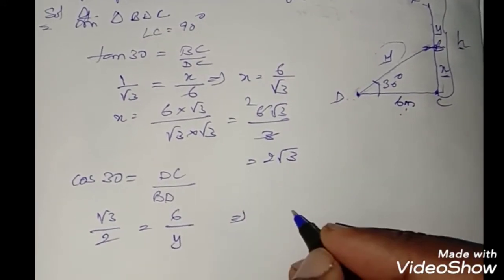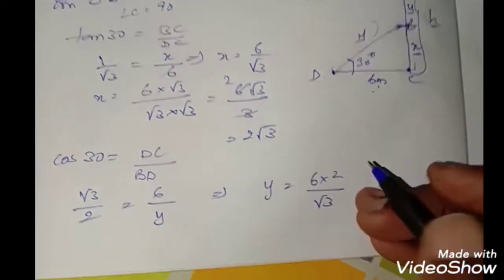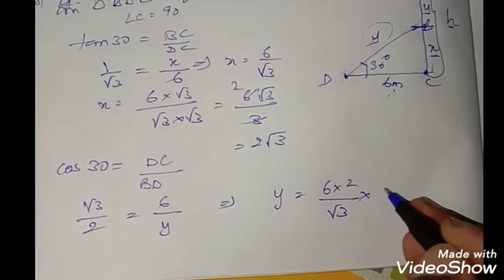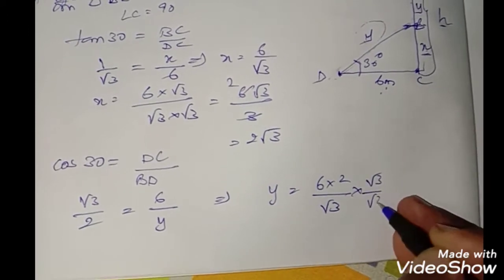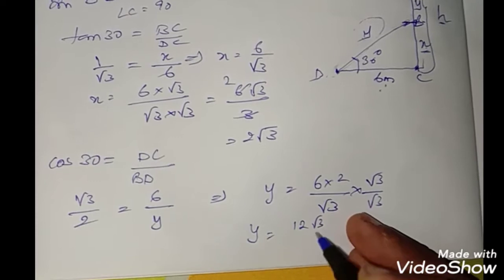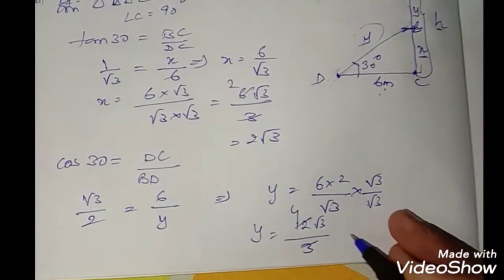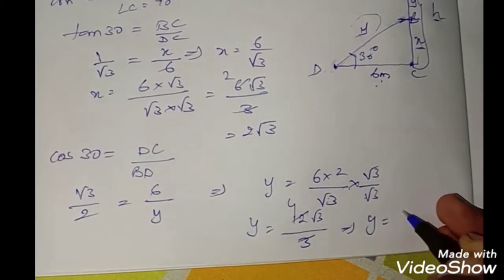If I cross multiply, Y is equal to 6 into 2 by root 3. Now rationalize with root 3. You will get Y is equal to 6 twos are 12, 12 root 3 by root 3 into root 3, which is root 3 square, that is 3. Now 3 fours are 12, so Y value is 4 root 3.